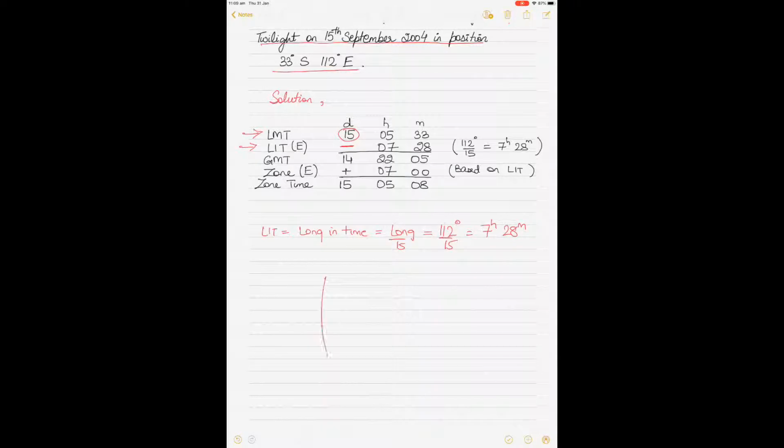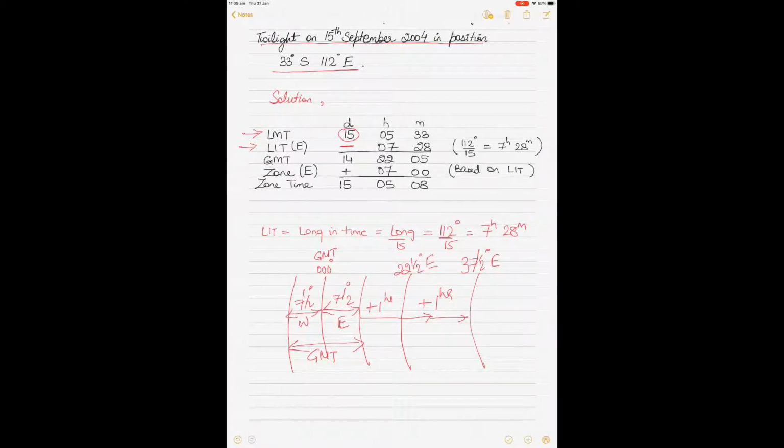Now how it normally works is, your 000 degrees longitude is your GMT time. It observes your GMT time. Then on either side, up to 7.5 degrees east and 7.5 degrees west, they are keeping GMT time as well. This area is keeping GMT time as well. But as you go further east, every 15 degrees, for example 22.5 degrees or 37.5 degrees, every 15 degrees of longitude, you add an hour. So if your ship is on the east side, you are ahead of GMT, and that's why I am subtracting the LIT, or longitude in time, to obtain my GMT. Because my time on the ship is ahead of GMT, GMT is behind me.